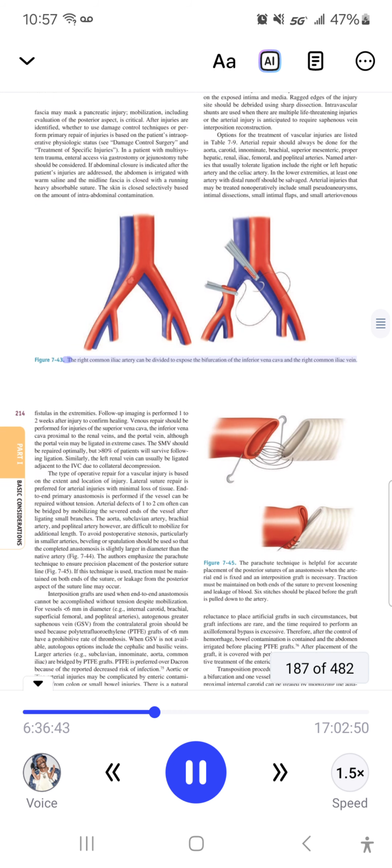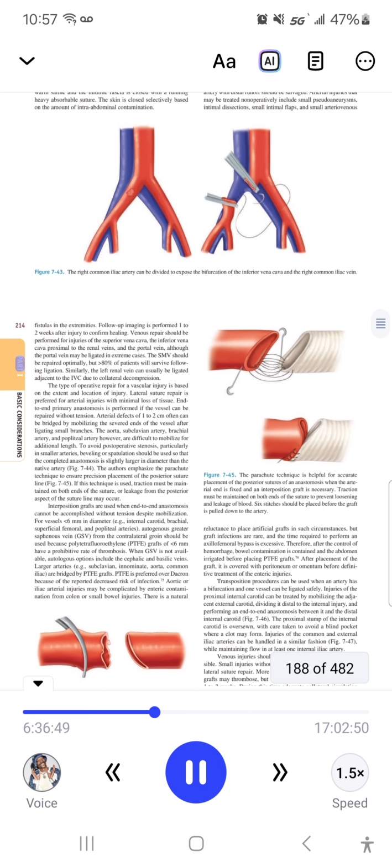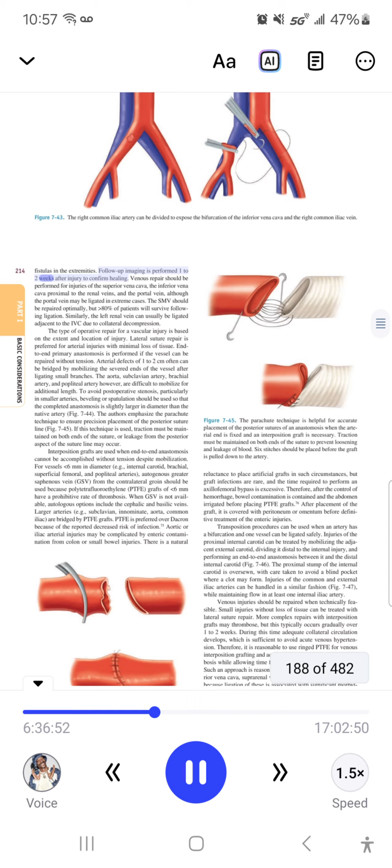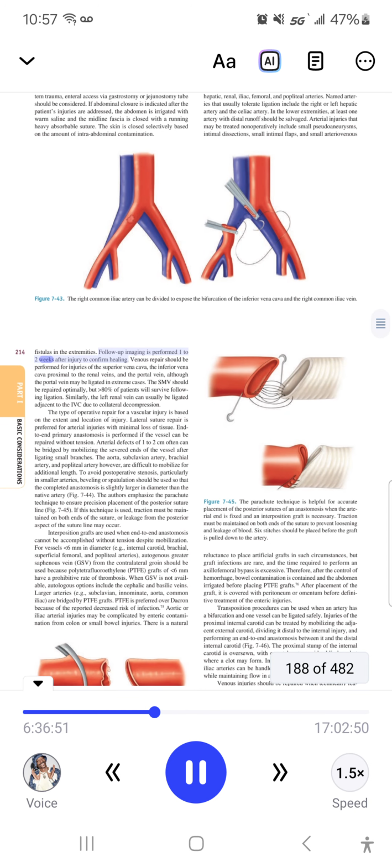Figure 7-43. The right common iliac artery can be divided to expose the bifurcation of the inferior vena cava and the right common iliac vein. Part I. Basic considerations. Follow-up imaging is performed 1 to 2 weeks after injury to confirm healing, including for arteriovenous fistulas in the extremities.